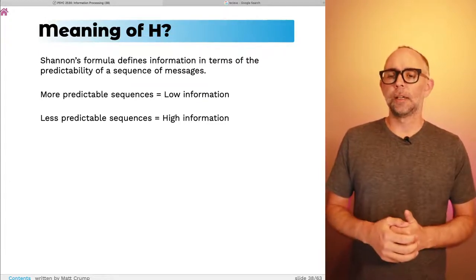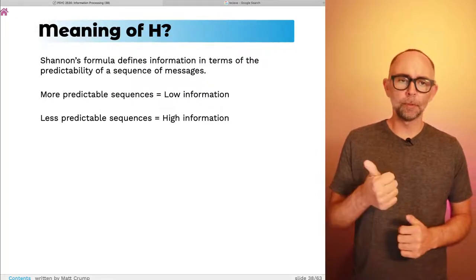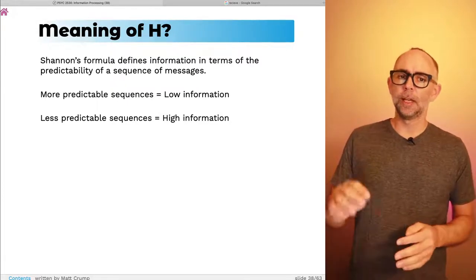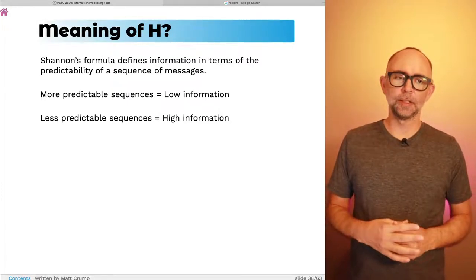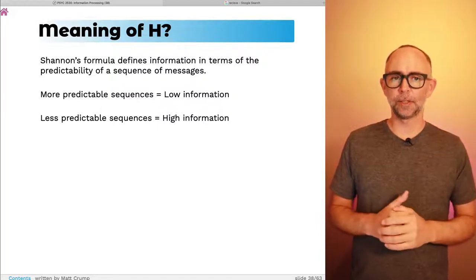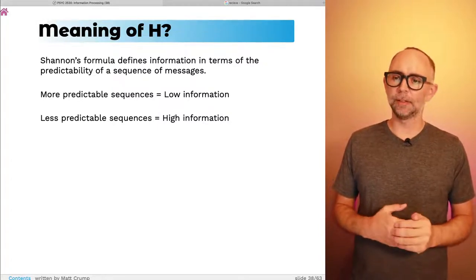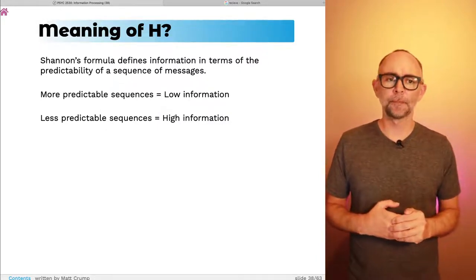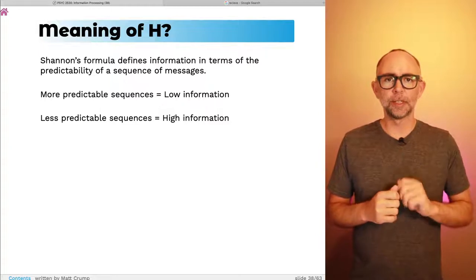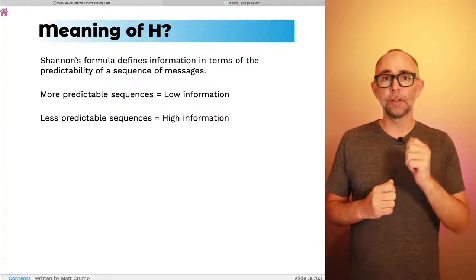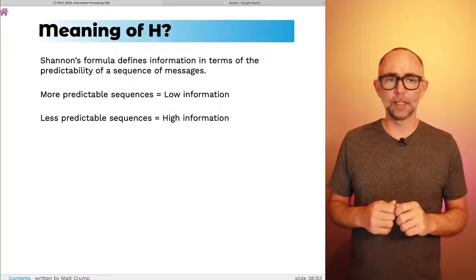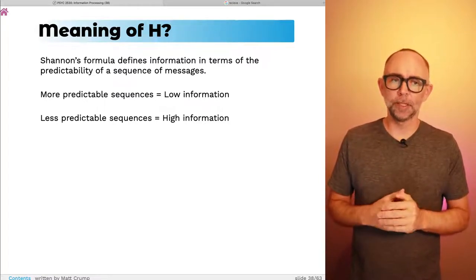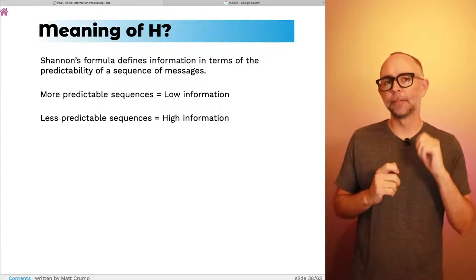Here's the basic way of talking about it. More predictable sequences have low information, and less predictable sequences have high information. This is slightly unintuitive, potentially. Here's one way to think about it. If I give you the same message over and over, so let's say I could show you any letter from the alphabet as a message, and I'm just going to show you the letter A every time.